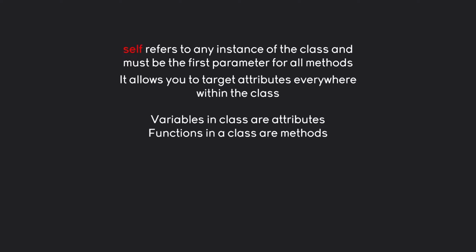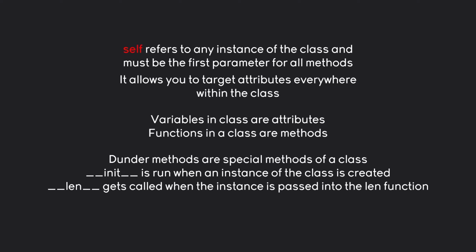Finally, there's one more concept that we have to cover, and this is Dunder methods. Those are special methods inside of a class. They always start with a double underscore and end with a double underscore. For example, one really common Dunder method is called Dunder init, which is run when you are creating an instance of the class. Dunder, by the way, stands for double underscore.